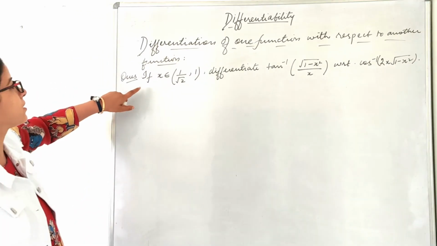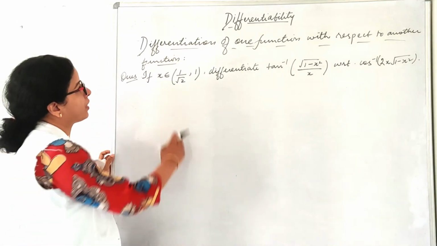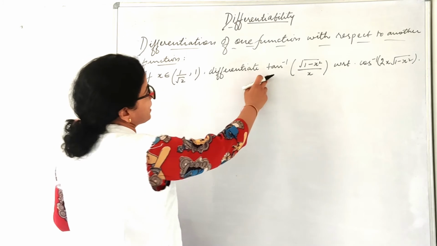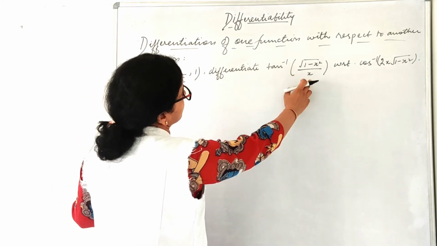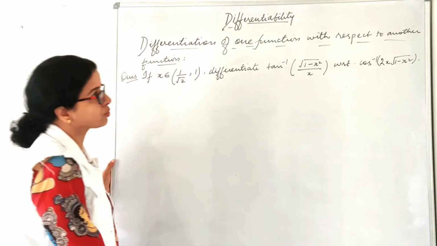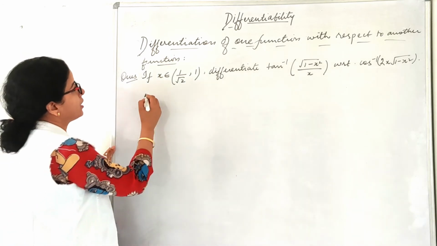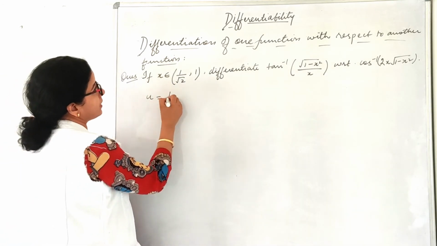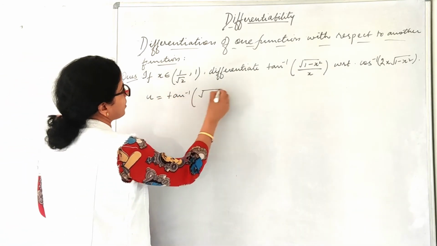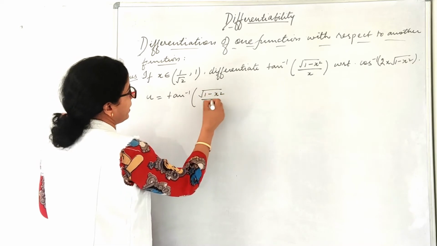So now let us check this question. If x belongs to (1 by root 2, 1), differentiate tan inverse of root 1 minus x square upon x with respect to cos inverse of 2x root 1 minus x square. So my u is tan inverse of root 1 minus x square by x.